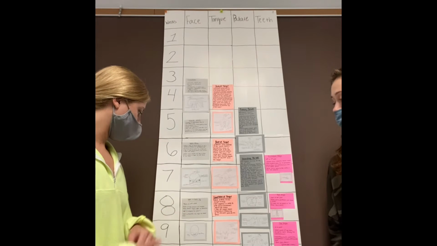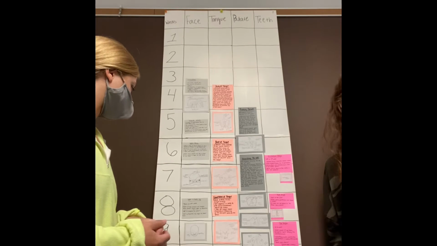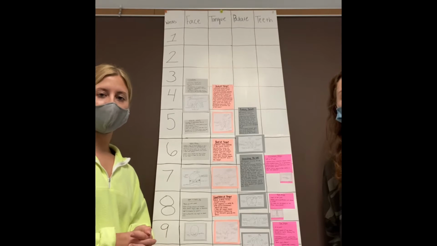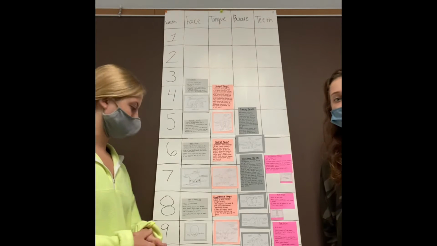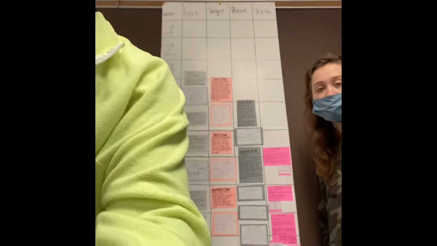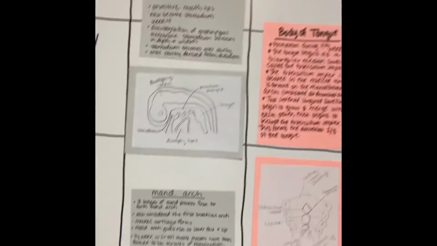The upper and lower lip begins at the 6th week as the fusion of the maxillary process and the medial nasal process, and begins the upper lip formation. And then there's another image. So let's get into the pictures.